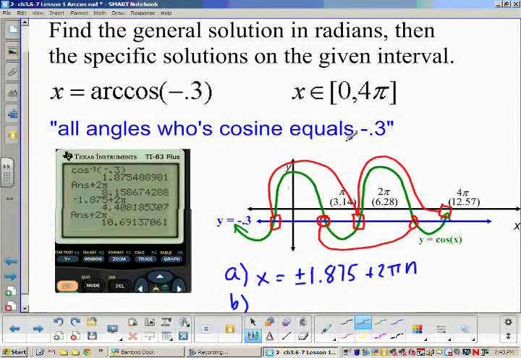And again, looking at our answer, we wanted 0 to 4 pi. So this negative value, negative 1.875, is not part of the answer for B. So I did need to add 2 periods to get to there. If we look here, 1.875, added a period of 2 pi. Then I took the negative value and added 2 pi right away. And these are all our values then. X equals 1.875 and 8.159.